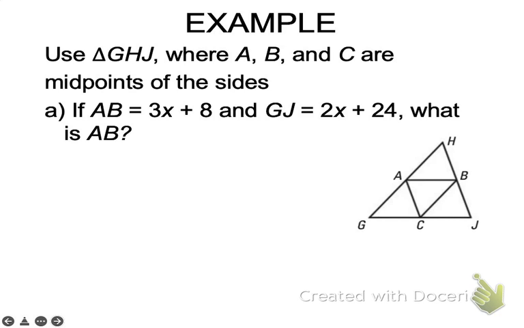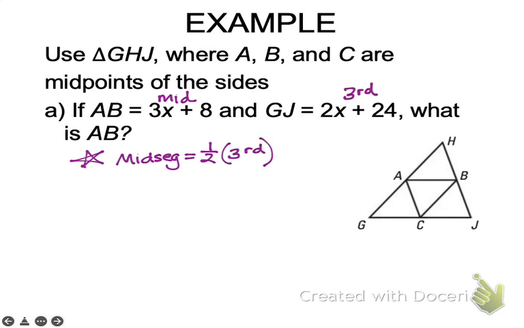So now we're going to try to make the algebra a little bit more challenging. So here we have same diagram. We've got different situations happening. So here we have AB is 3x plus 8. Is that AB the mid-segment or the third side? Mid-segment. So I'm going to put a little mid here just for my own note. GJ, is that the mid-segment or the third side? That's the third side. So I'm going to put a little third there. So I'm going to put a little star here just for reference. We know that my mid-segment is equal to half, I purposely didn't spell segment out, the third side.